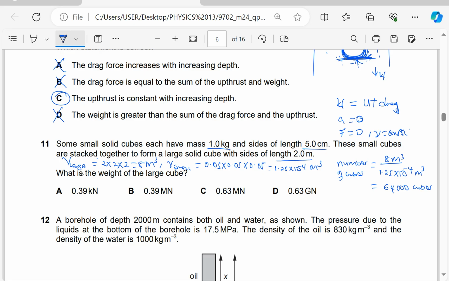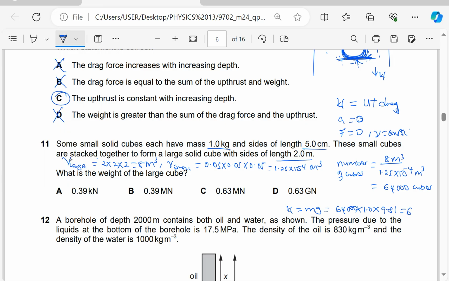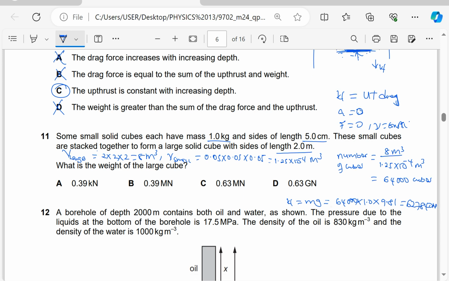So remember, each cube has a mass of 1 kilogram and we want the weight. So the weight is equal to m times g, which is going to be the number of cubes, 64,000, times the mass of 1 cube, which is 1.0, then times g, which is 9.81. So I'll just multiply this by 1 times 9.81. So this is giving me 627,840 newtons. So this is approximate.